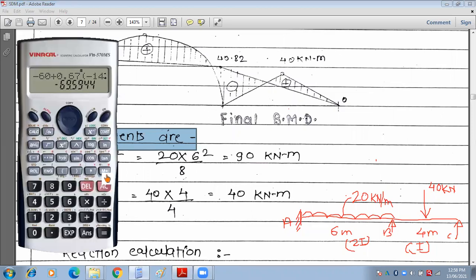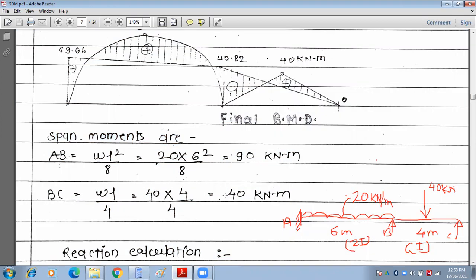Simplify this one: 20 into 6 square divided by 8, you'll be getting center span moment 90. Similarly for this, 40 into 4 by 4, the center span moment is 40 kN-m. And as we know, to draw the bending moment diagram, we have to plot the center span moment first. It is carrying a UDL, therefore we have to draw the parabola.